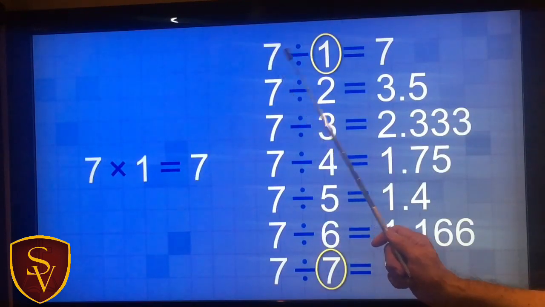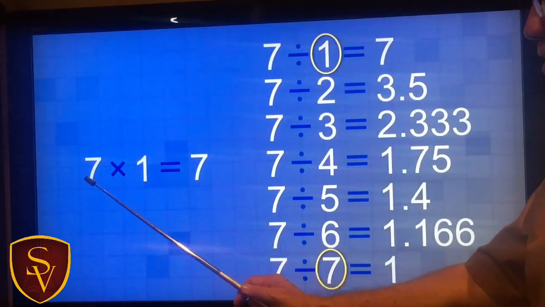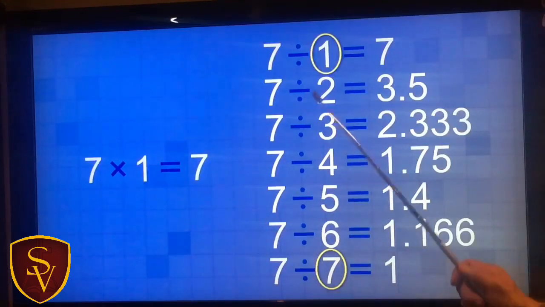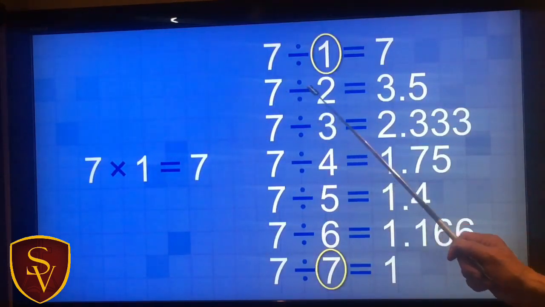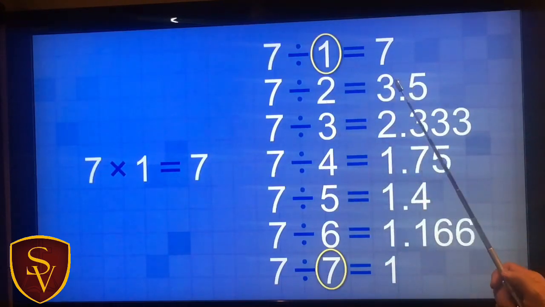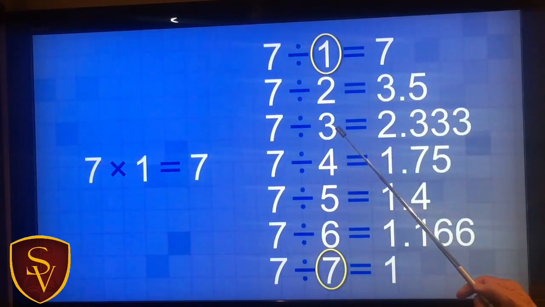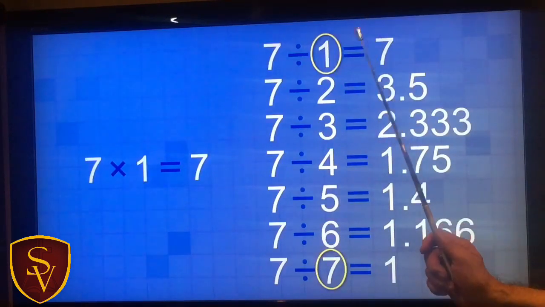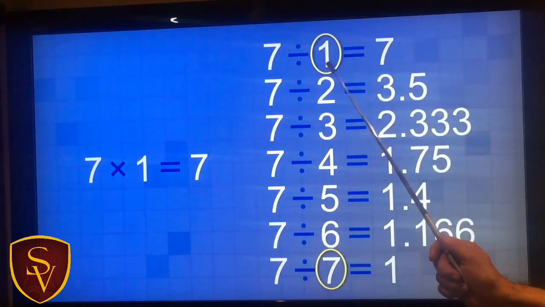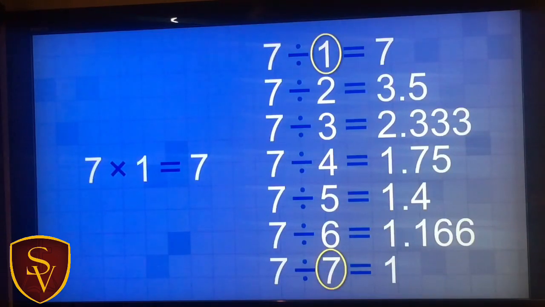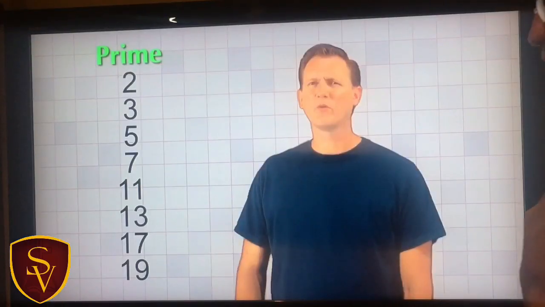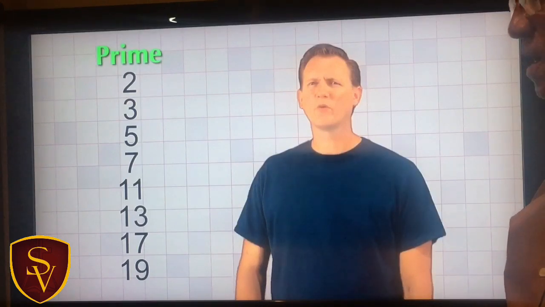In this case, 7 divided by 1 is going to give us 7. The same way, 7 times 1 is going to give us 7. But you can see here, 7 divided by 2 is going to give us 3.5, and so on. These results show us that these are not factors because they are decimals. The only divisors that work are 1 and itself. Alright, as I told you before, a prime number is a number that could be divided by 1 or by itself.